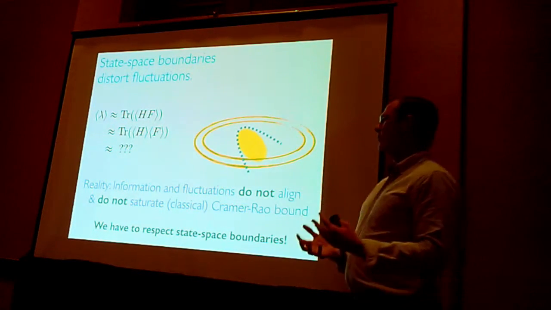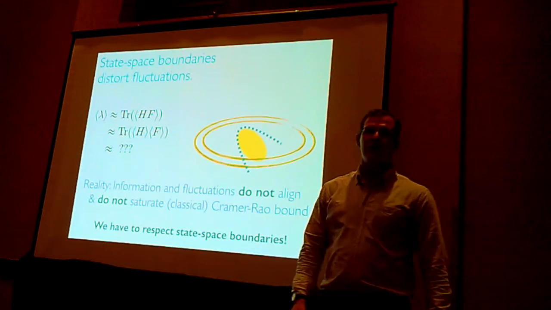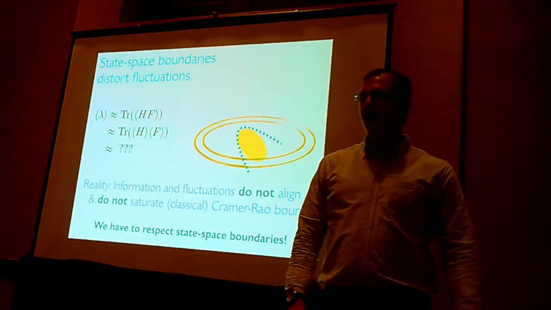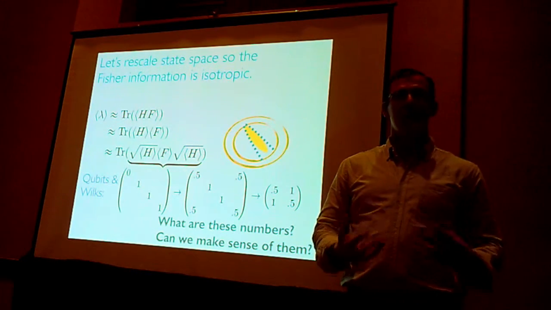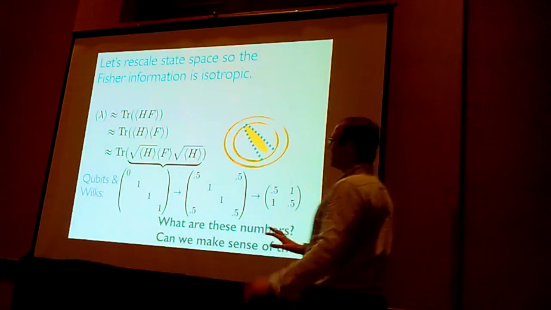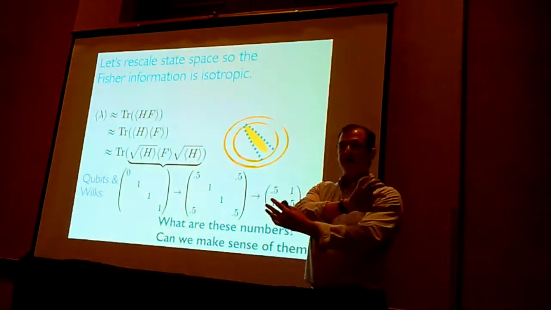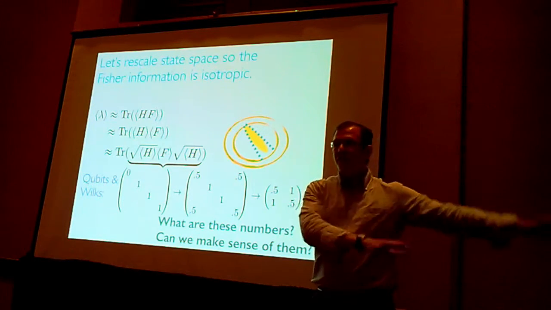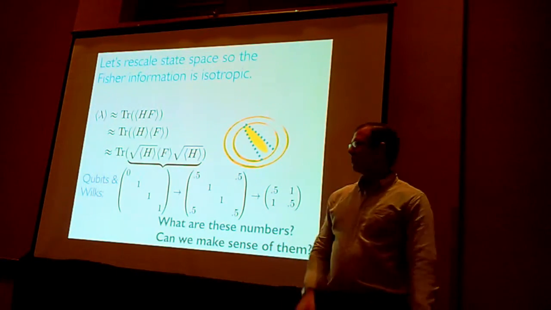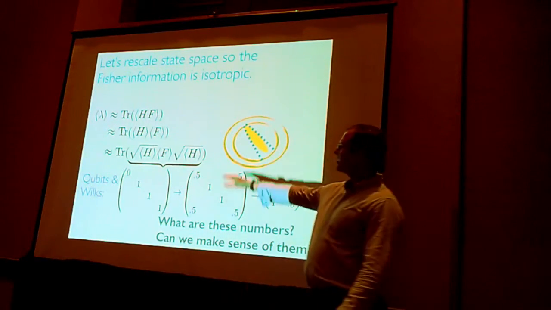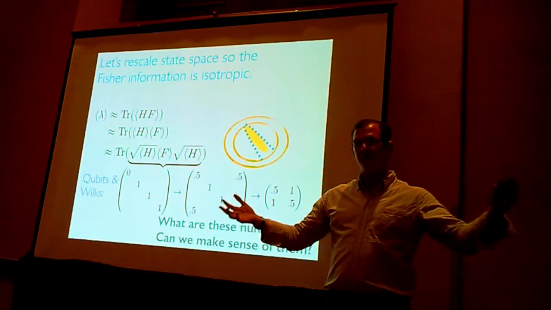So we need to find some way to take this formula and do something useful with it that allows us to respect state space boundaries. And doing so is as simple and complicated as going to a basis, rescaling the state space such that the Fisher information is isotropic. Essentially, we're just going to rewrite this trace. Instead of HF, we'll go root HF, root H. It's equivalent to doing a basis change in which the Fisher information is isotropic. If you're uncomfortable with that, we're just using the cyclic property of the trace to rewrite it in a nice way. All facetiousness aside, what's nice about this representation is that the tensor is now symmetric, and so we can diagonalize it, and it has all these really nice properties.